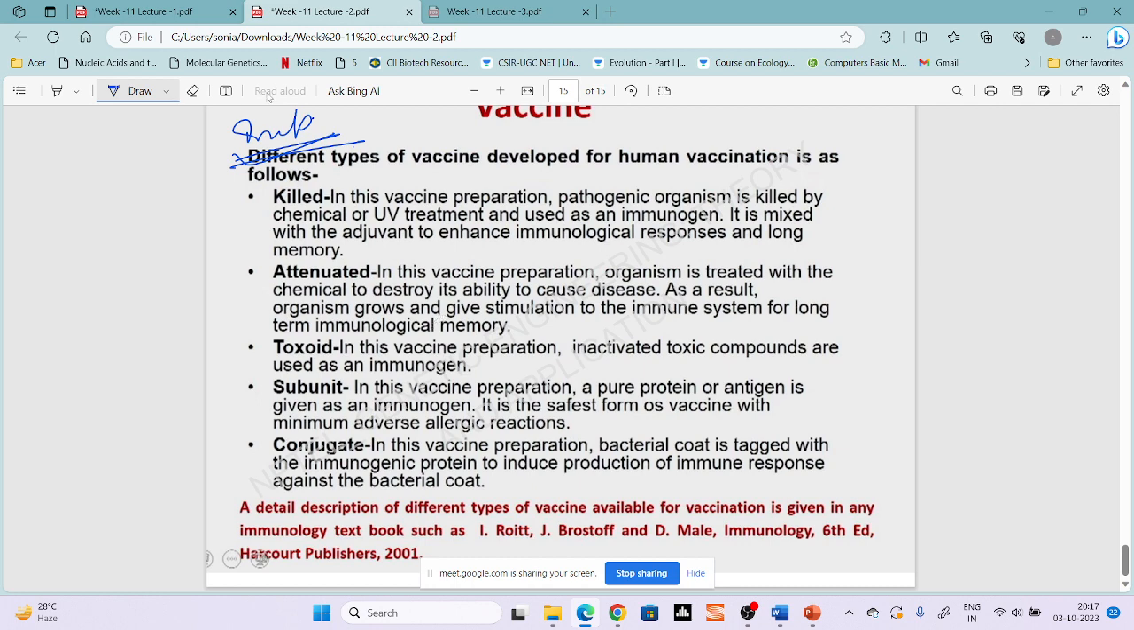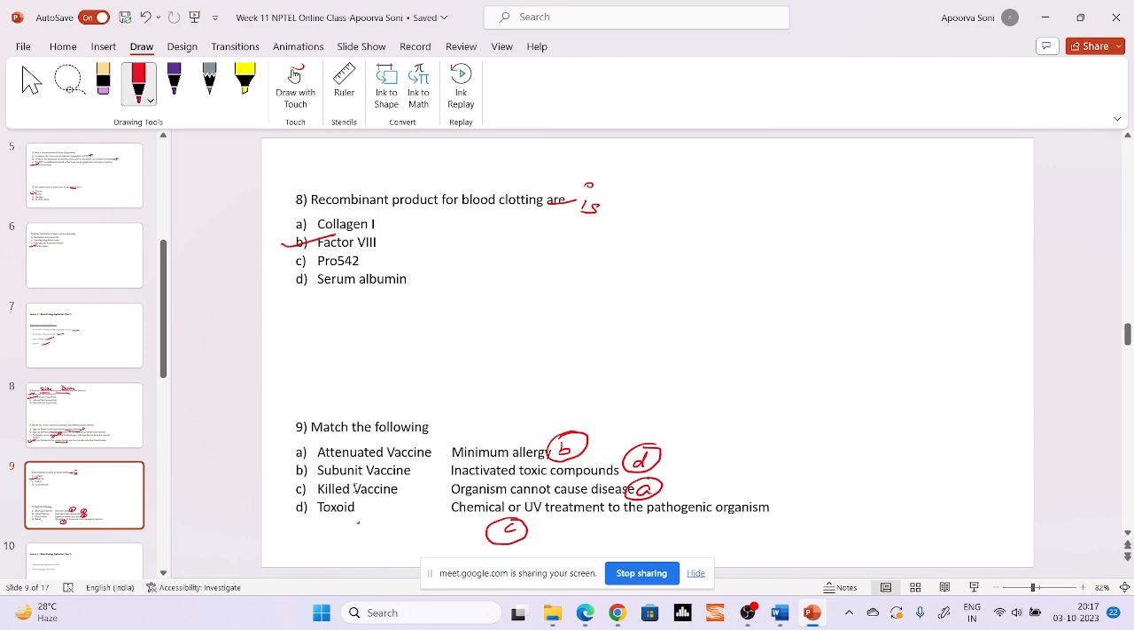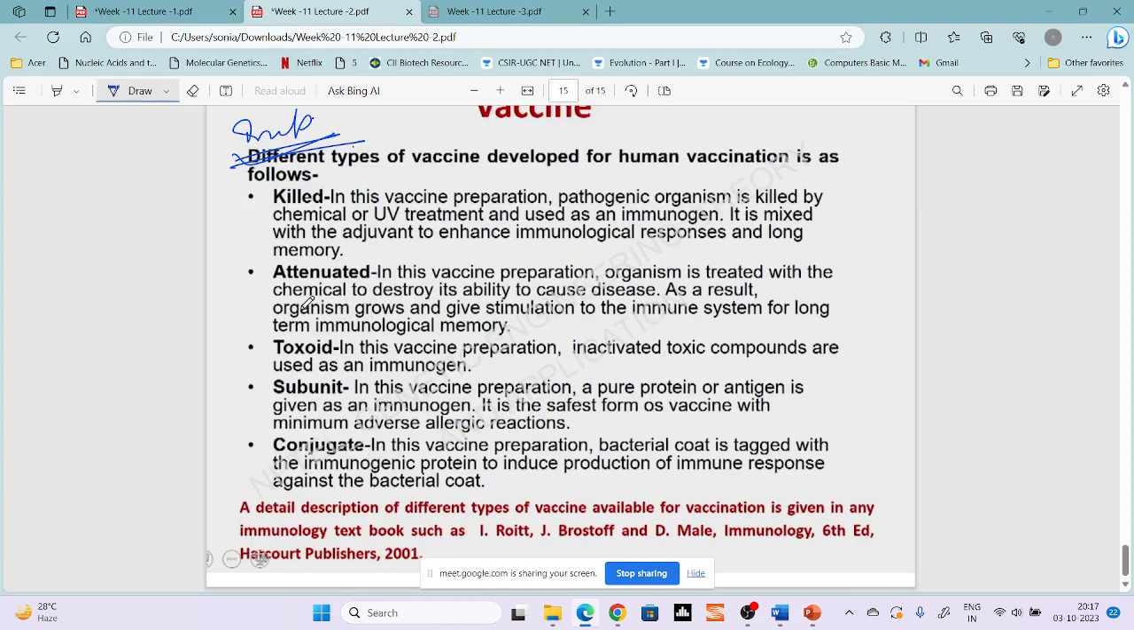So basically, attenuated vaccines, the organism's ability to cause disease is destroyed, and therefore you need to have booster doses when you are giving attenuated vaccines.